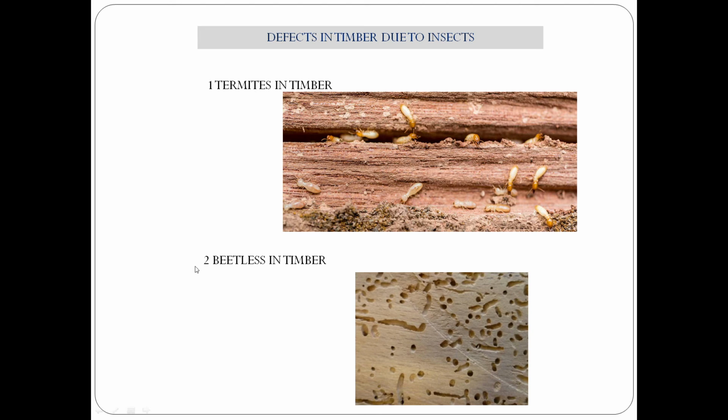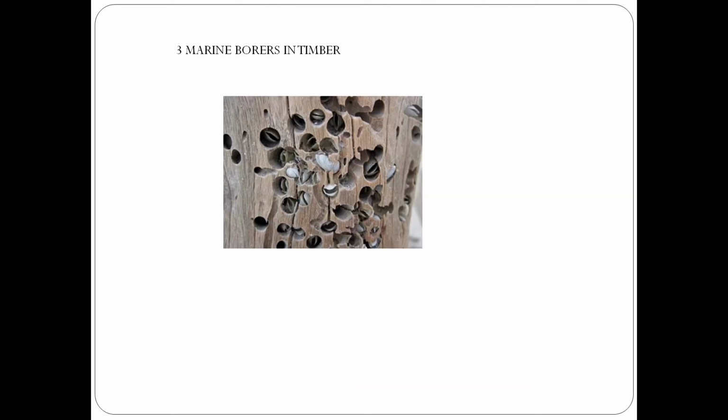Now next one is beetles in timber. Beetles are a type of insect that destroys the sapwood of a tree and makes tunnel-like holes from the bark. Usually the diameter of the hole is around 2 millimeters. They convert sapwood into powder form. Almost all hardwood trees can be prone to damage by these beetles.